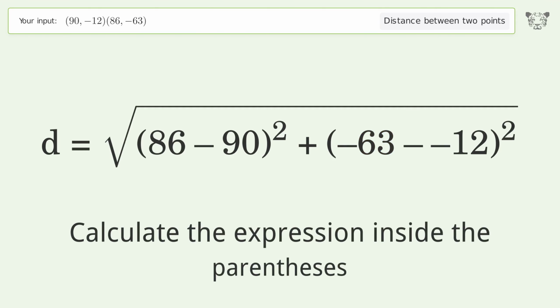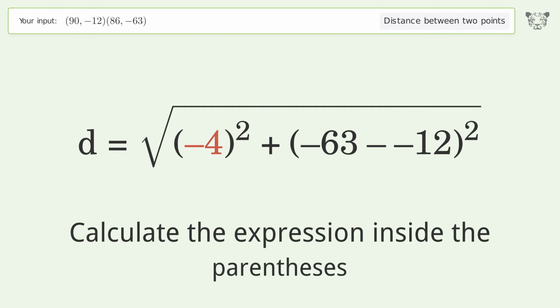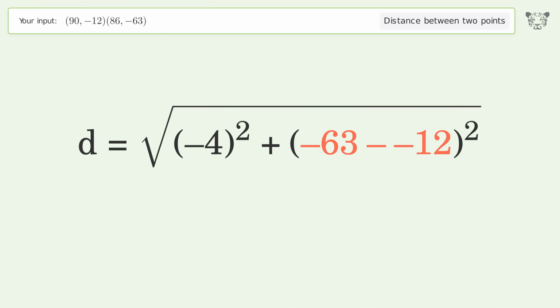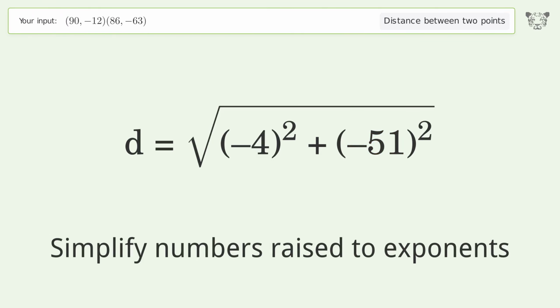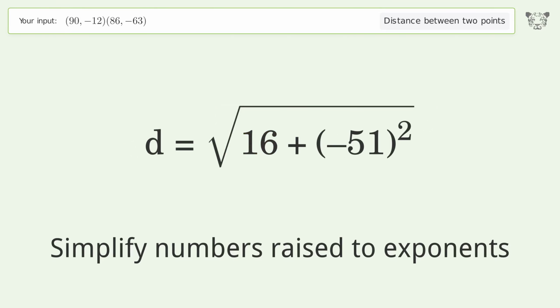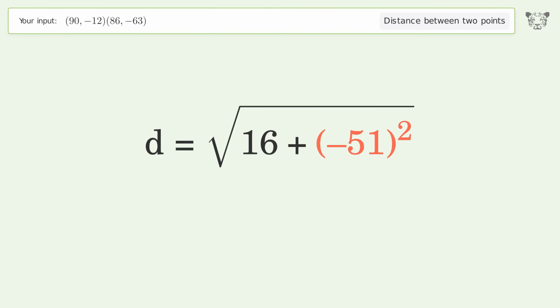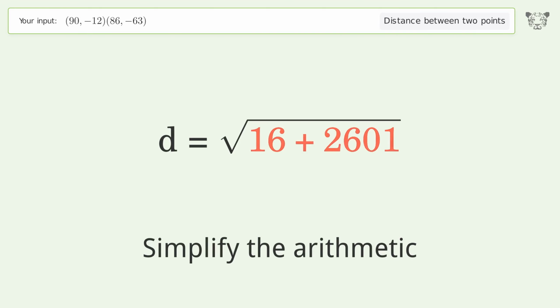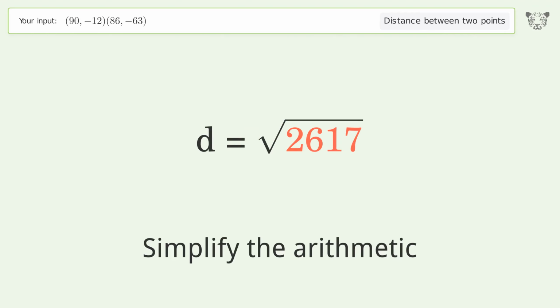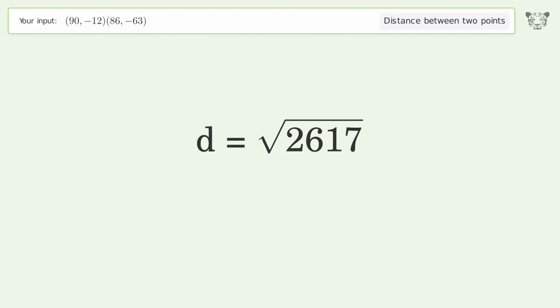Calculate the expression inside the parentheses. Simplify numbers raised to exponents. Simplify the arithmetic. And so the distance between the 2 points is the square root of 2,617 or 51.157.